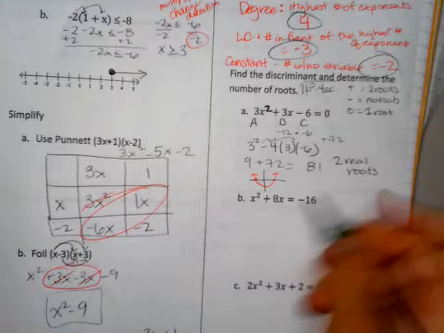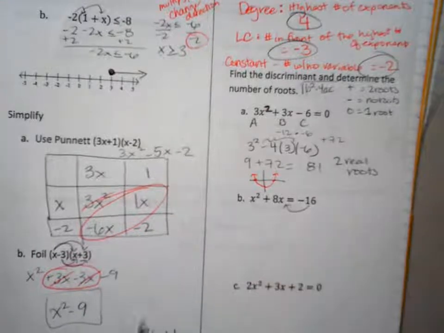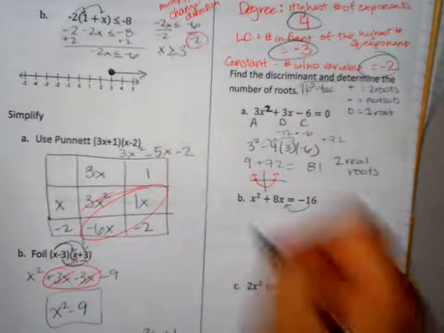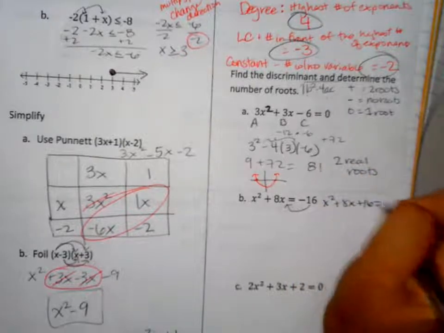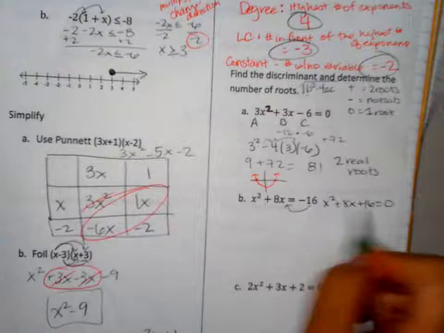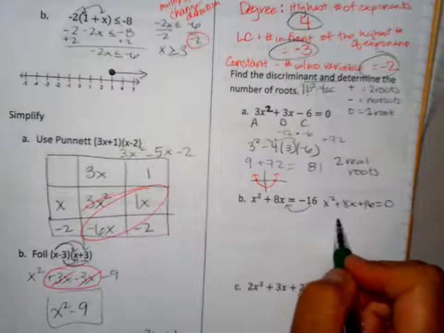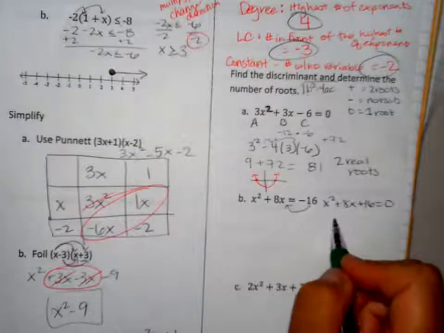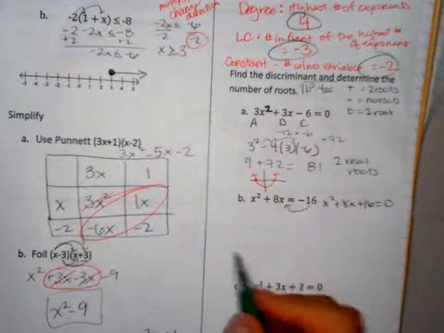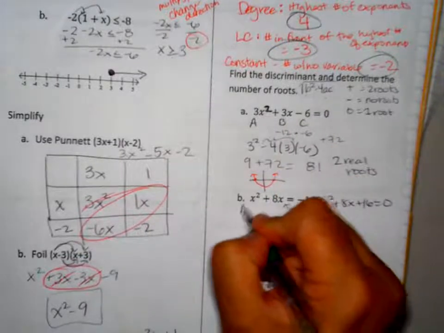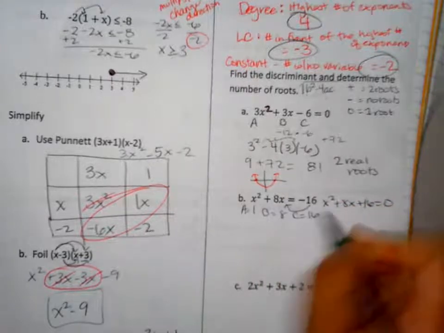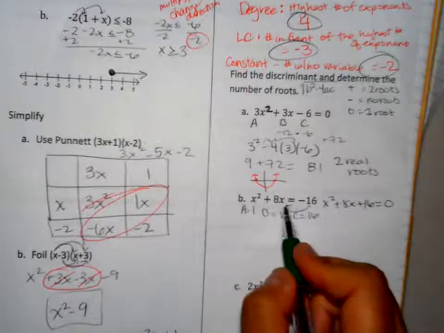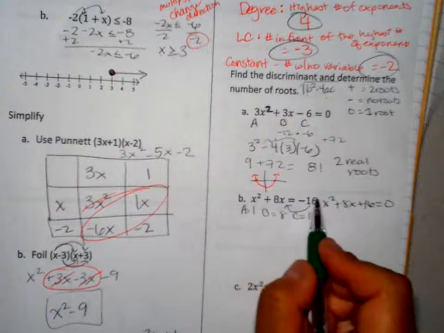I can't do anything with this until I move this guy over here. So I'm going to add 16 to both sides. That's going to get me x squared plus 8x plus 16 equals 0. Again, I'm not asking you to find the roots. I just want to know how many roots it has. So let's use a discriminant again. I've got my a equal to 1, my b equal to 8, and my c equal to positive 16. Remember, you got to bring that over. C is not going to equal negative 16.